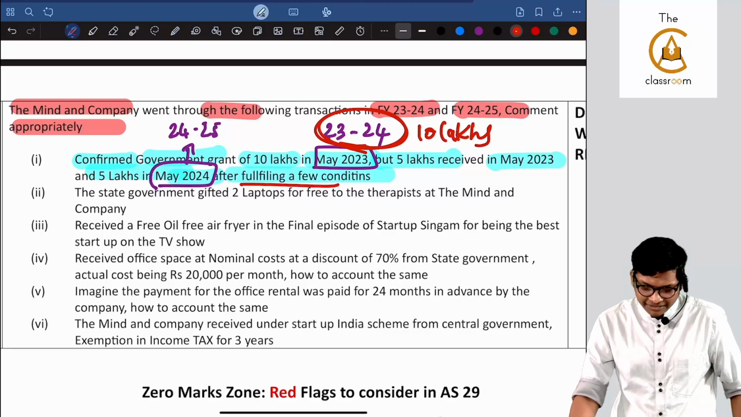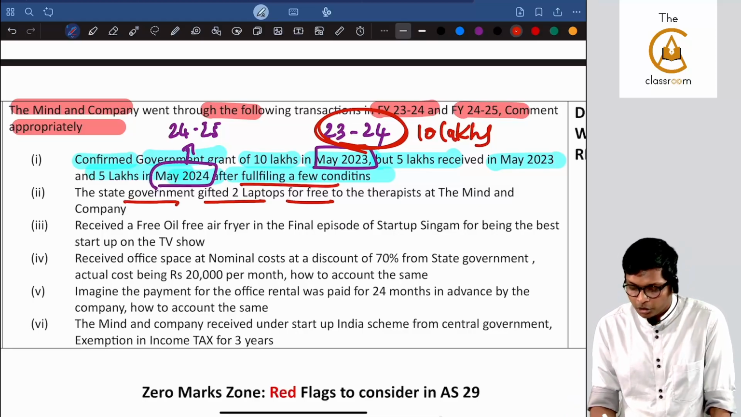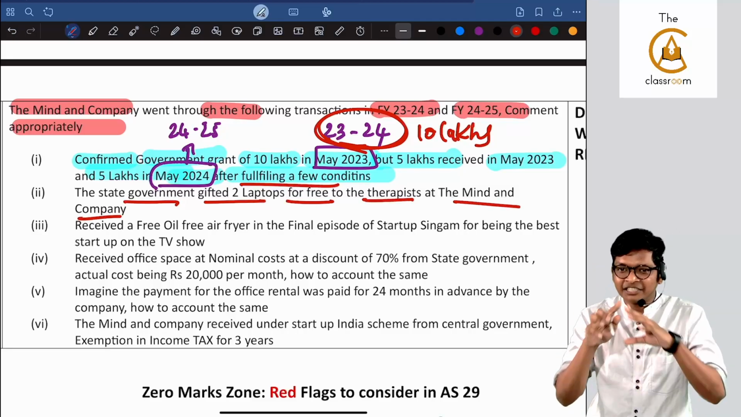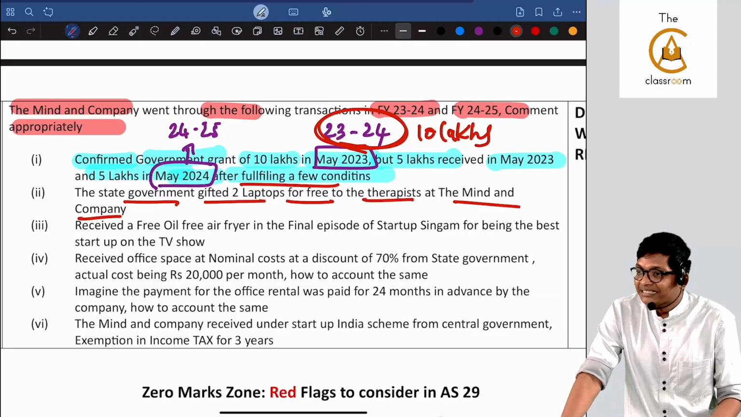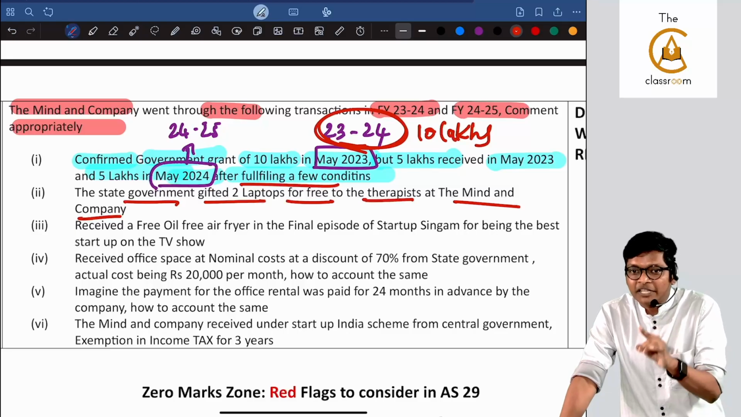Clear? Understanding? Next. The state government gifted 2 laptops for free to the therapist at the Mind and Company. For doing online sessions we need laptops, so they gave 2 laptops for free. What grant is this? Non-monetary grant, received free of cost.